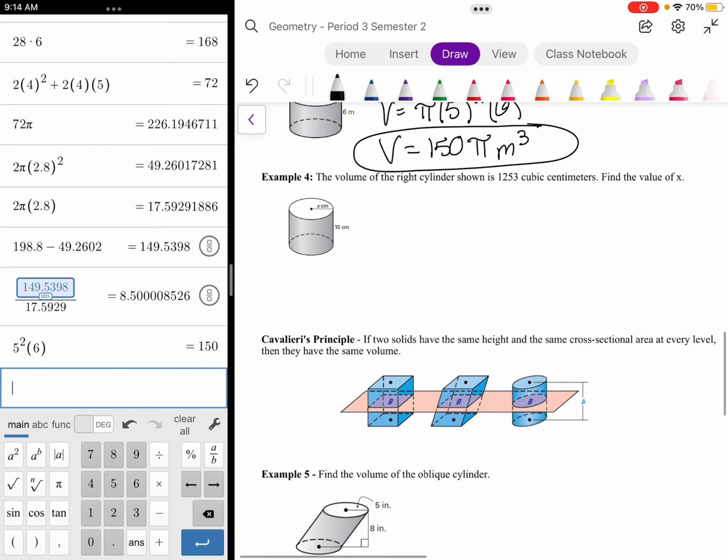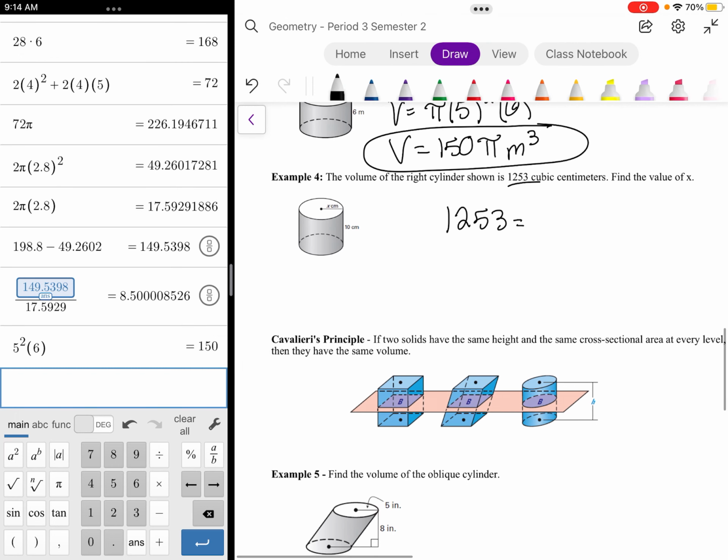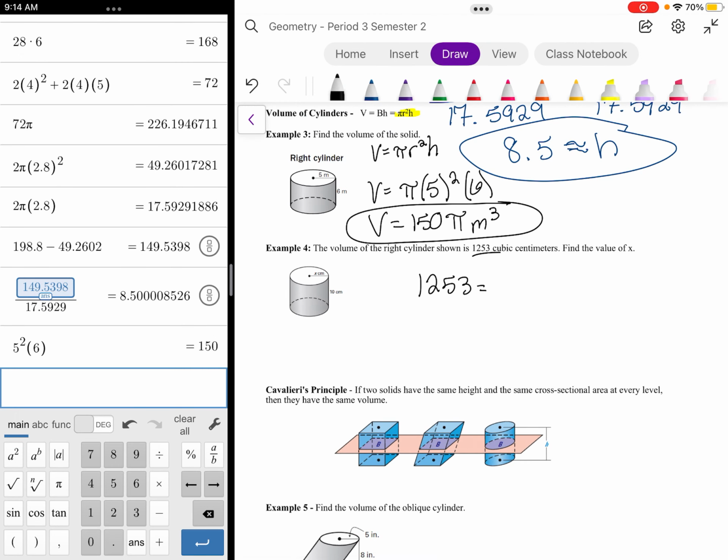So then our next example, if we're going to find the volume of a right cylinder, they gave us the volume of 1,253, we're going to put that equal to our volume formula. They gave us our height, but we're looking for the radius. So we're going to do pi r squared times our height of 10. And we're going to start solving.